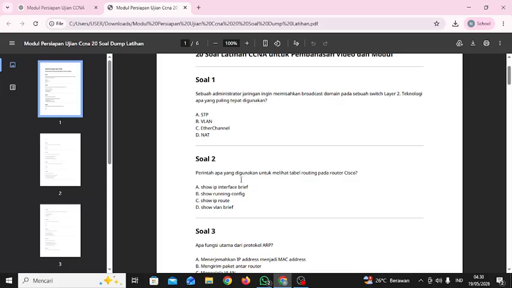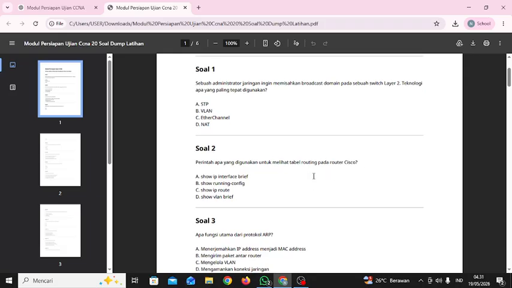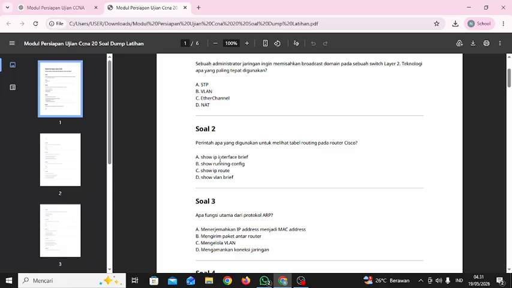Which command is used to view the routing table on a Cisco router? A. Show IP interface brief. B. Show running config. C. Show IP route. And D. Show VLAN brief. The correct answer is C. Show IP route. Okay, and then the explanation.